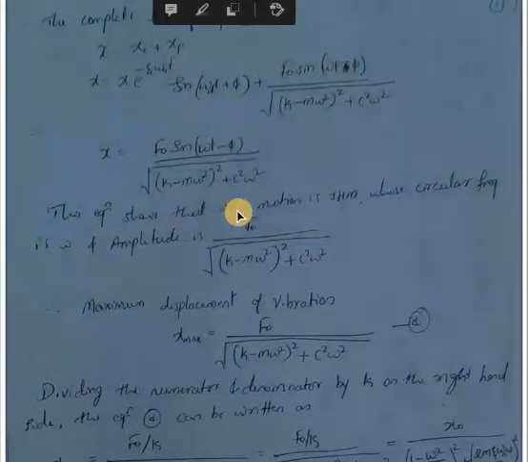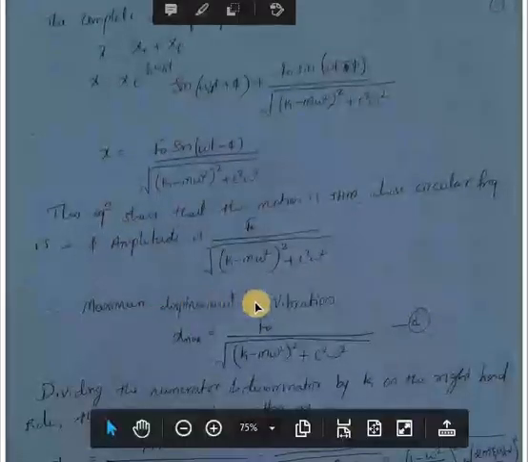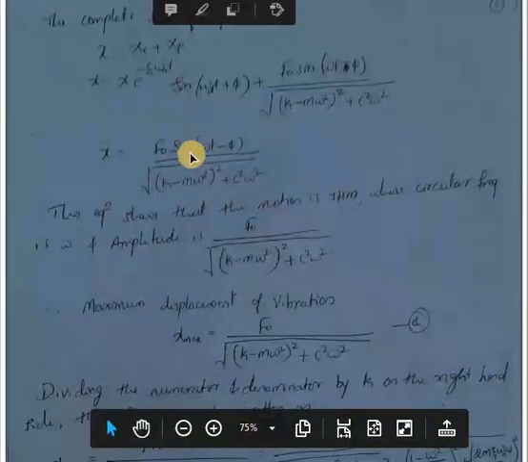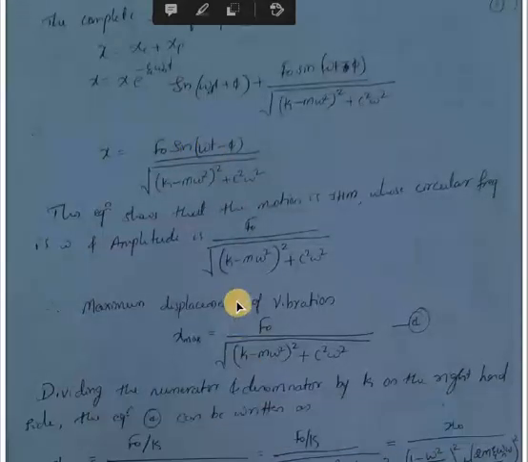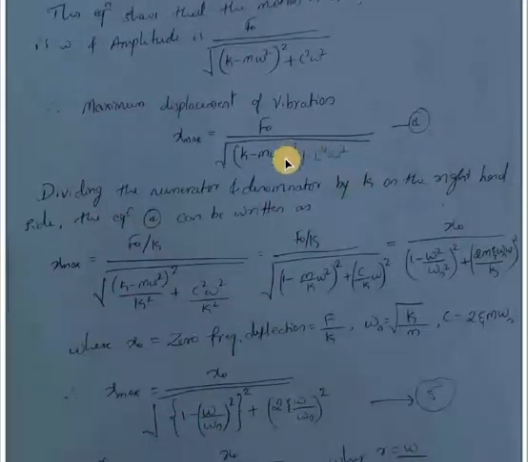So this equation shows that the motion is simple harmonic motion where the circular frequency is omega and the amplitude is F0 divided by root of (k minus m omega square) whole square plus c square omega square. And for the maximum amplitude of vibration, if you take sine of (omega t minus phi) as 1, the x max will be F0 divided by this term.